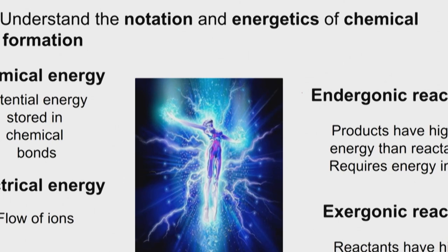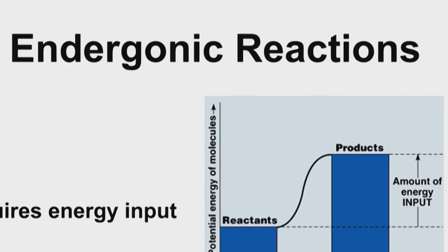So an endergonic reaction is going to require an input of energy. Endergonic is going to require an input of energy for the reaction to proceed. A reaction that is exergonic, EX, is going to release energy when the reaction proceeds. So let's look at this in a graphical layout.